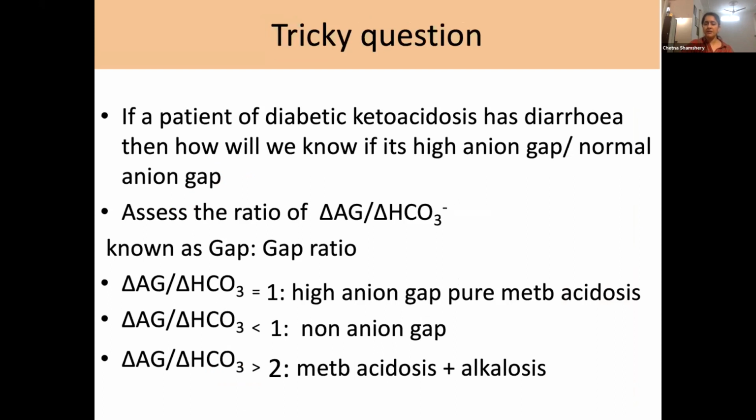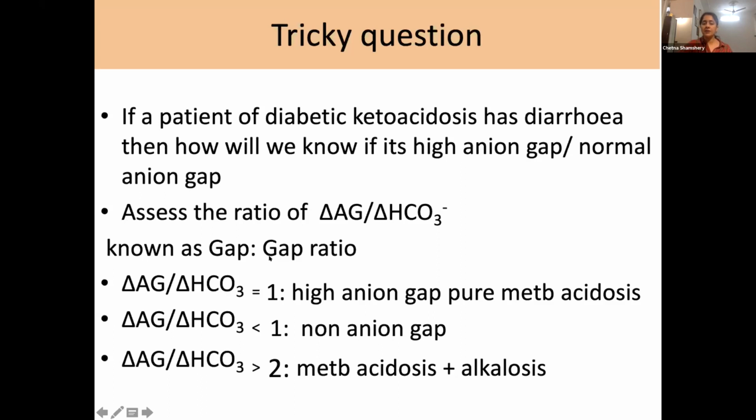There is also one more entity which is known as the gap-gap ratio. Supposing there are two conditions lying together, how do I know whether it is a pure metabolic acidosis or something else? Sometimes the conditions overlap each other. For example, a diabetic ketoacidosis will have metabolic acidosis. A diabetic ketoacidosis with diarrhea means there is a loss of bicarbonate from the lower GI tract. So how do you know whether it is a metabolic acidosis or a metabolic alkalosis?